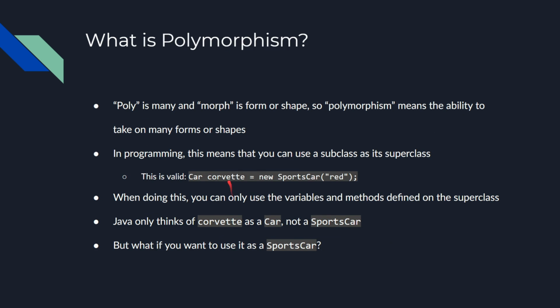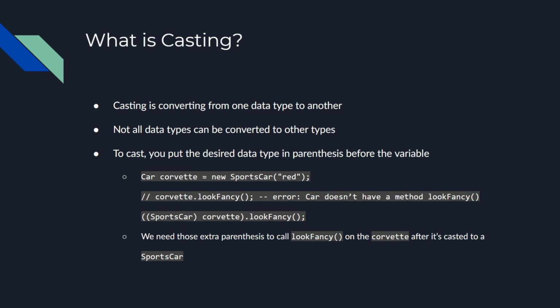Now, the variable is of type car, but the object inside of it is really a sports car. But because Java only knows about the variable, it thinks it's a car and it would not recognize the lookfancy method. Okay? Because Java thinks it's only a car. So it thinks it can only do the things that a car can do, not a sports car. But what if you want to use something from a sports car? In that case, you can use casting. And I know you're probably thinking, why would I store a sports car as a car? I promise you, I'm going to explain it in a minute.